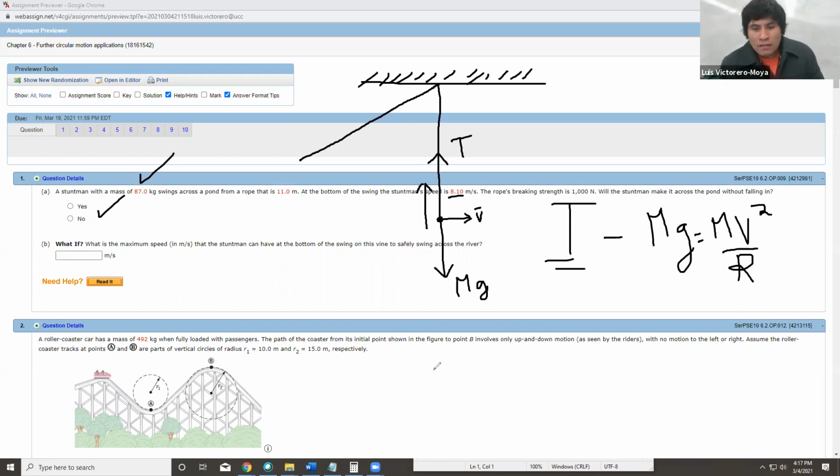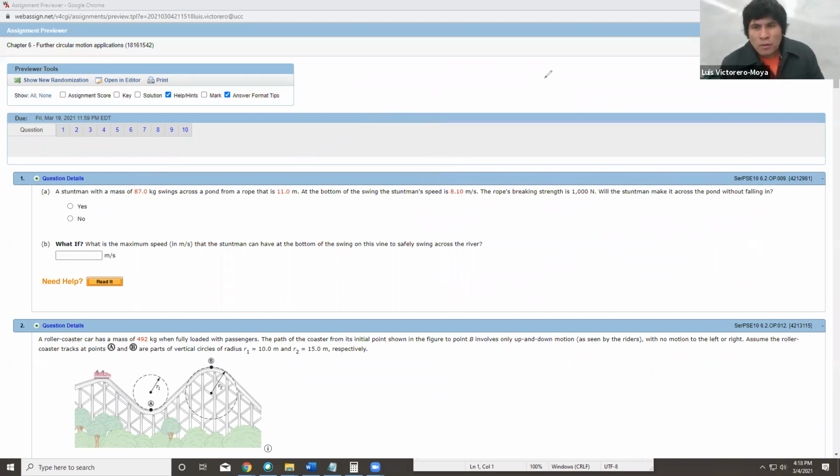So for part B, you want to do 1,000 minus mg, which will be approximately 870, equals mv squared divided by r. And that's how you find the maximum speed in meters per second. So it's a very easy problem.